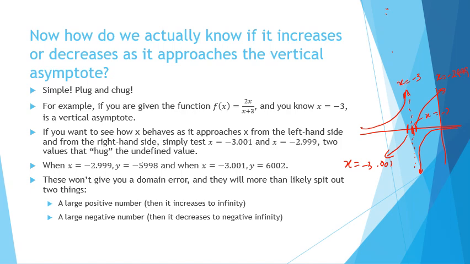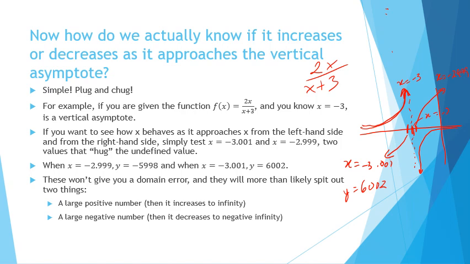So you can plug those in, and this is where you'll need your calculator. Use your calculator to just evaluate that number and basically see if it's going to be a really big number. Like let's say you plug in x equals -3.001 into 2x over x plus 3. You should get 6002 as your y coordinate, which means if we plug in this x value, we're going to be basically going up to positive infinity.